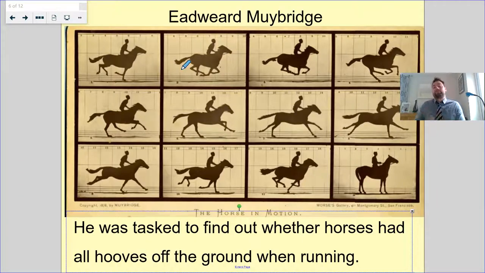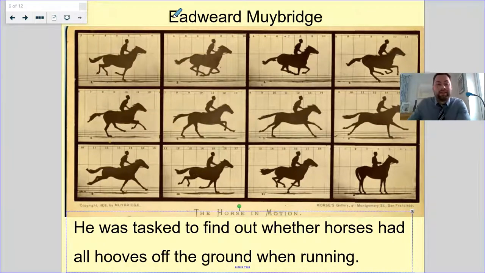So he was asked to find it out. And here are his famous pictures. He took 12 pictures, and these 12 pictures, they were 12 cameras, all in a line, all on rope. And as the horses were running past, he was taking the pictures remotely. And these are the 12 images that he was able to capture. Once all these images were put together, you got the moving image of a horse.